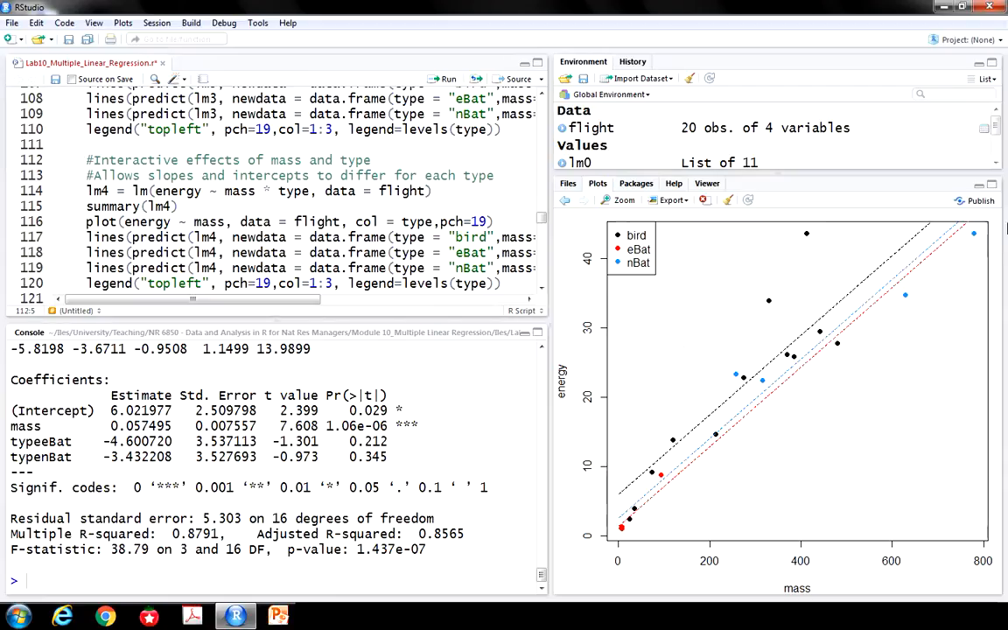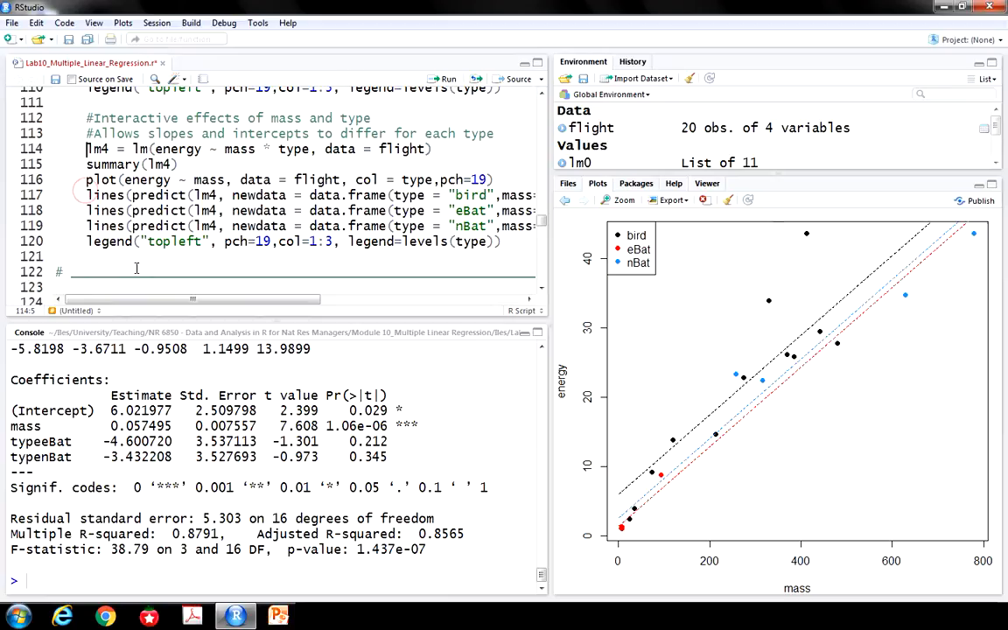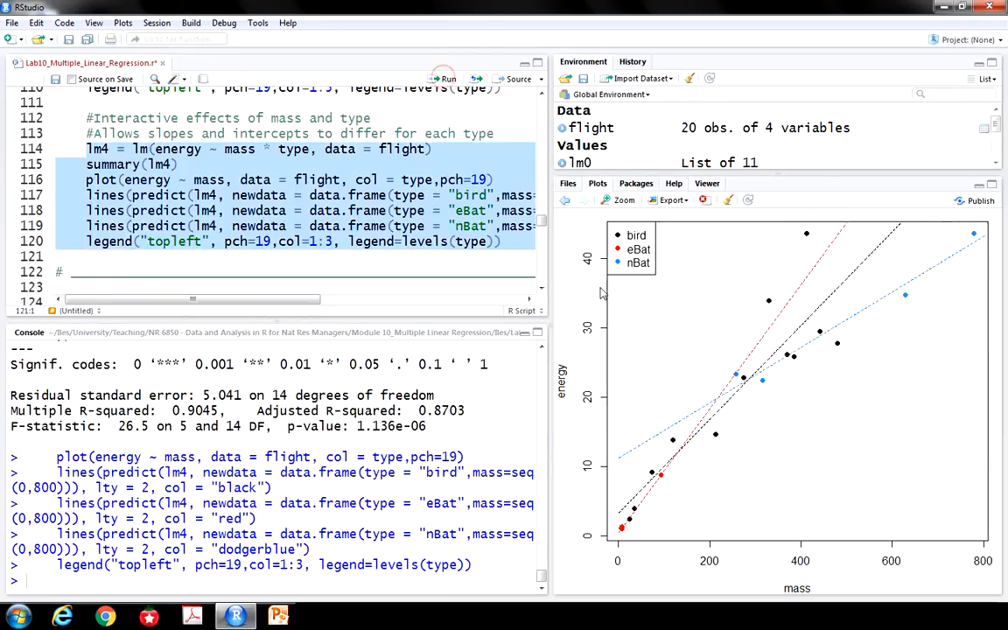So does the slope differ for each of these different species? So maybe some of them have a different relationship between mass and energy than others. So we'll run this and plot these effects. And so we can see here that the slope for N-bats looks like it's a little shallower than that of birds or E-bats. They have different intercepts as well.